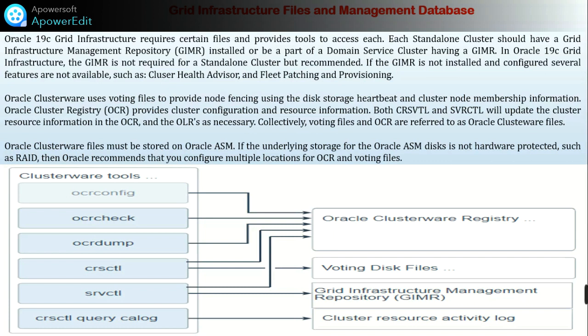Oracle Clusterware files must be stored on Oracle ASM. If the underlying storage for the Oracle ASM disk is not hardware protected, such as RAID, then Oracle recommends that you configure multiple locations for OCR and voting disk files.